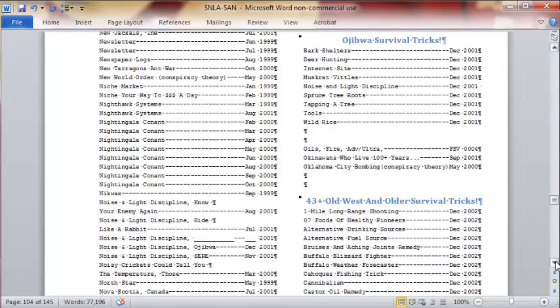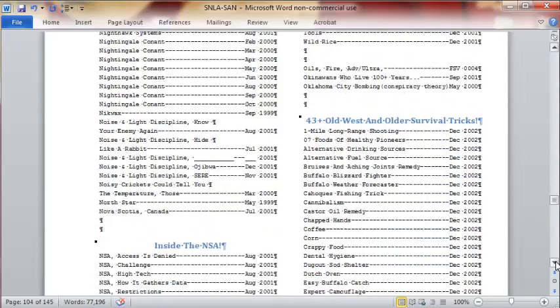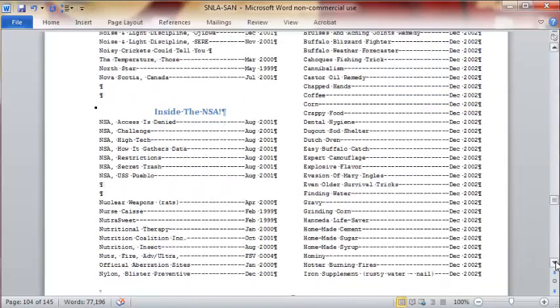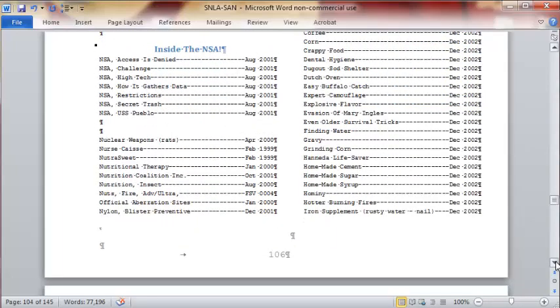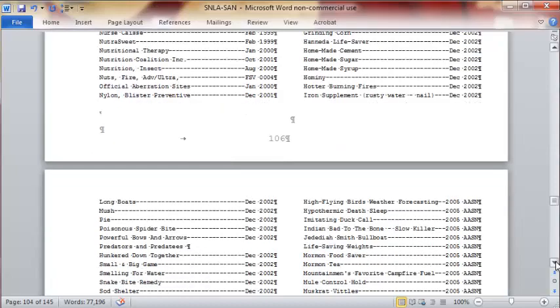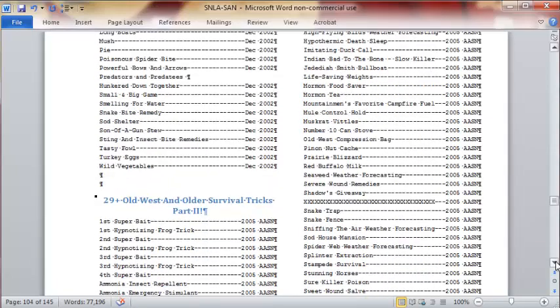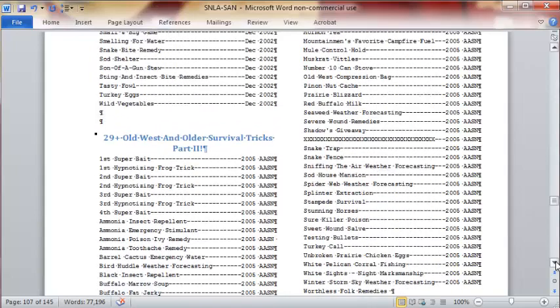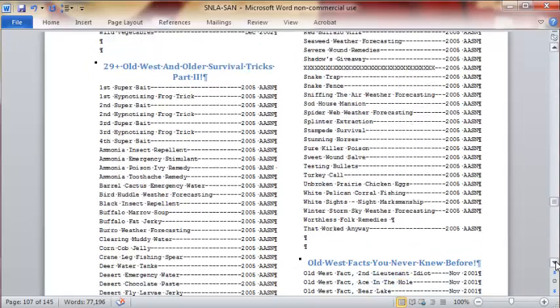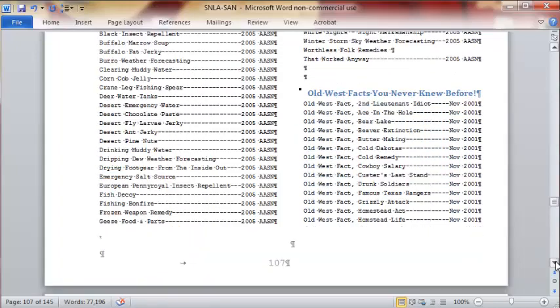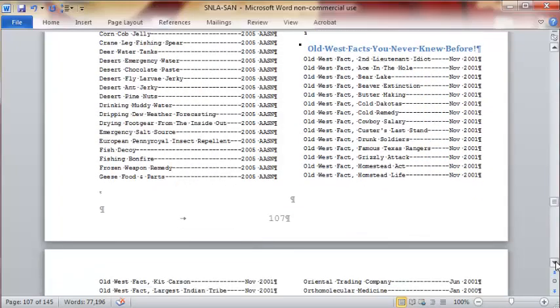43 Old West and older survival tricks. Inside the NSA right there. Thought I saw that before. Maybe I didn't. Okay. 29 Old West older survival tricks. Old West facts you never knew before. I've always been fascinated about the Old West.